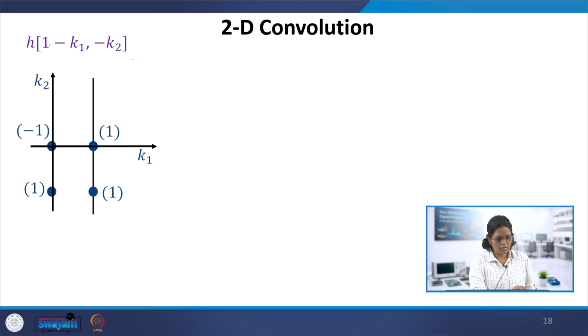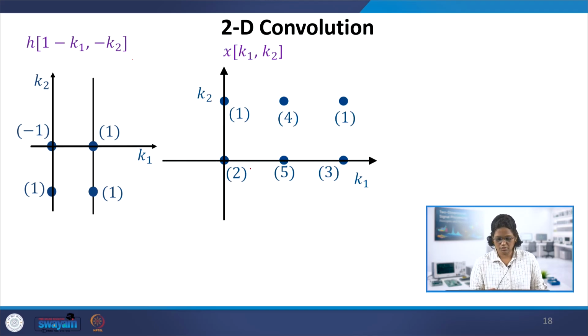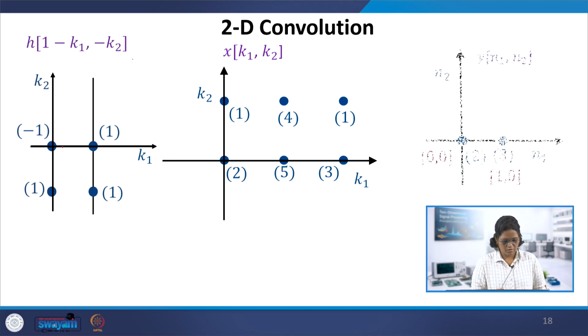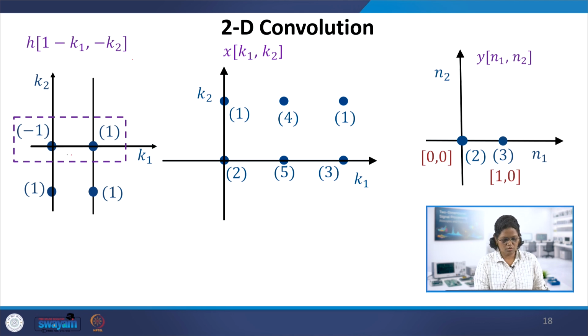Now 1 minus k1 and minus k2, and x is kept as such. That's the value. Now we find the product, or the common samples, between them. The first common sample here, you can see this 1, 2, and you have these two values, 2, 5, and then minus 1 and 1.